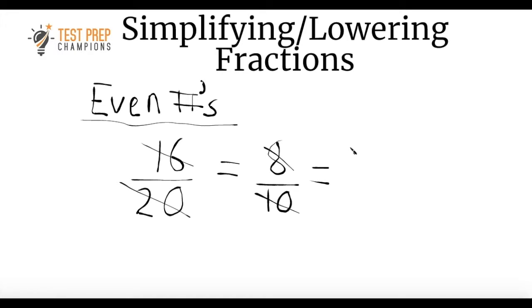Okay, so what's 8 divided by 2? Gives us 4. What's 10 divided by 2? That's going to give us 5. So note here that we started with 16 over 20. We divided both by 2 and we got 8 over 10, so we had more even numbers. So we divided by 2 again until we couldn't do it anymore. And we couldn't do it anymore when we had 4/5. So with even numbers, you can always just keep dividing by 2 over and over again until you get down to the lowest form possible.